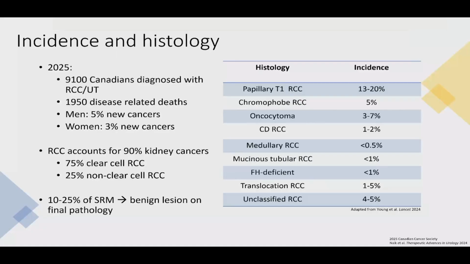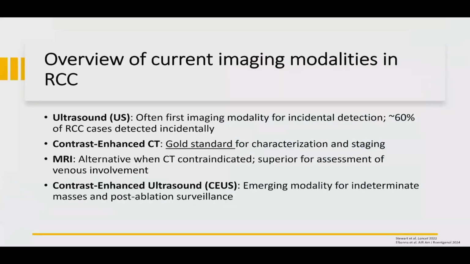Overall, in terms of histology, the majority is clear cell RCC, with about 25% being non-clear cell RCC. You can see on the table on the right-hand side the different histologies based on the 2022 WHO classification, which has been updated, and their associated incidences. You should also know that about 10 to 25% of small renal masses end up being benign on final pathology.